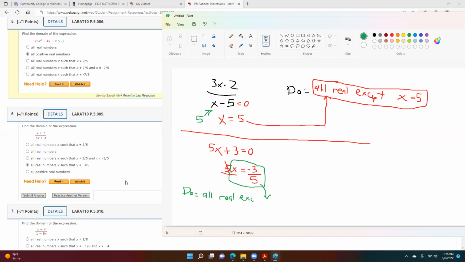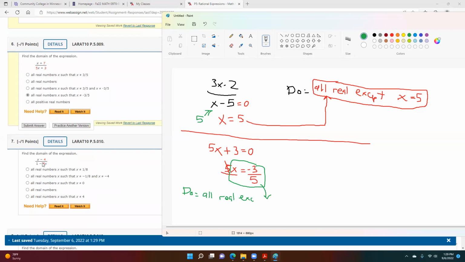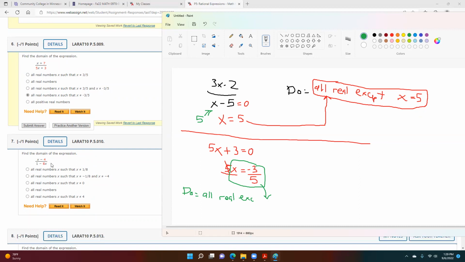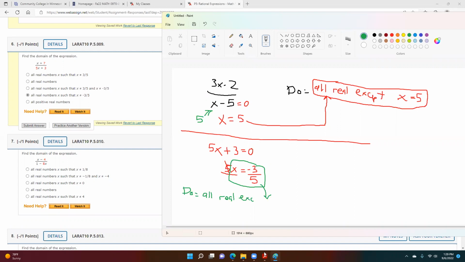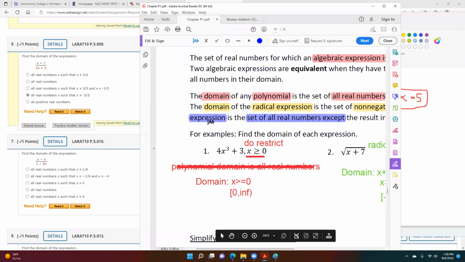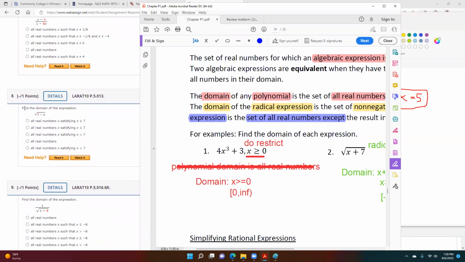Okay. Question 7 is very similar. So what you need to do, class, is set your denominator equal to 0, and you solve for x. Once you solve for x, then your answer is all real numbers except whatever x value you get. So these two are what we call your rational expressions, and that's how we figure out your domain in this case. How about question 8?